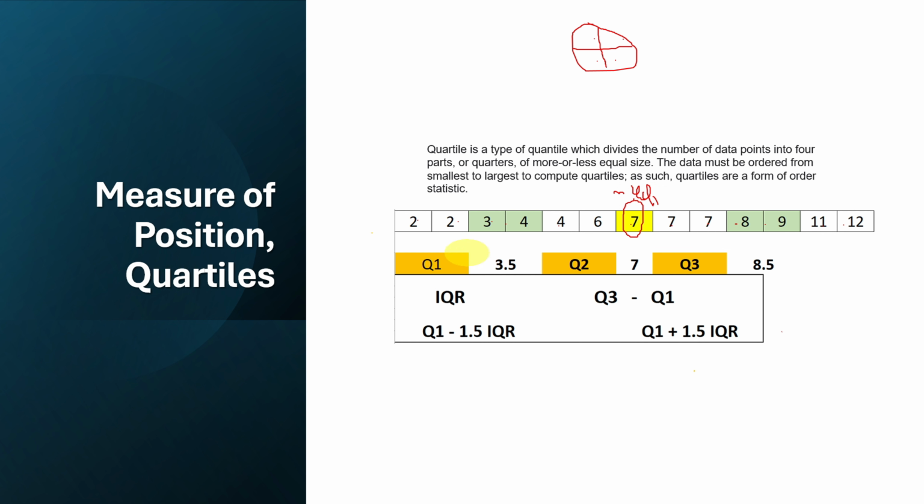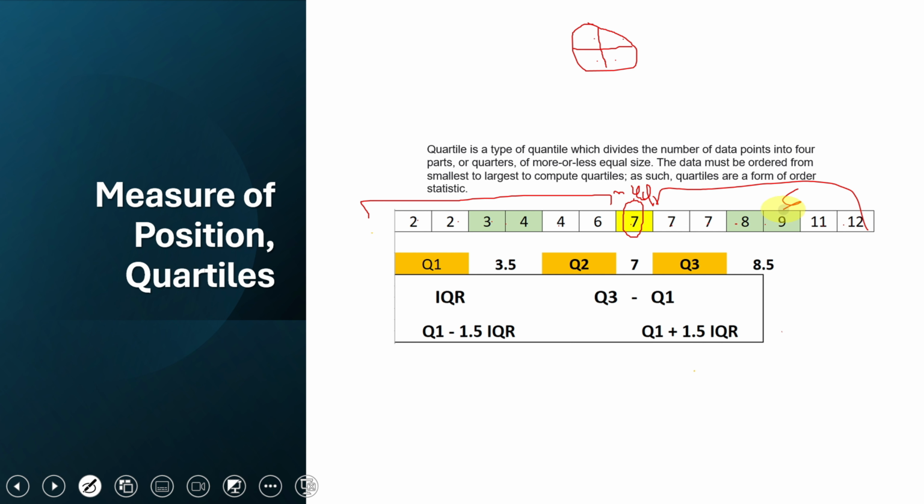Okay. Now, how many do you have left on this side? You have 6 left on this side, and you have 6 left on this side as well. The best way is you will find your quartile 1. So how will you find your quartile 1? Take the 6 numbers on the left, pick the middle two, add them up, and then divide by 2. So 3 plus 4 divided by 2 is 3.5.